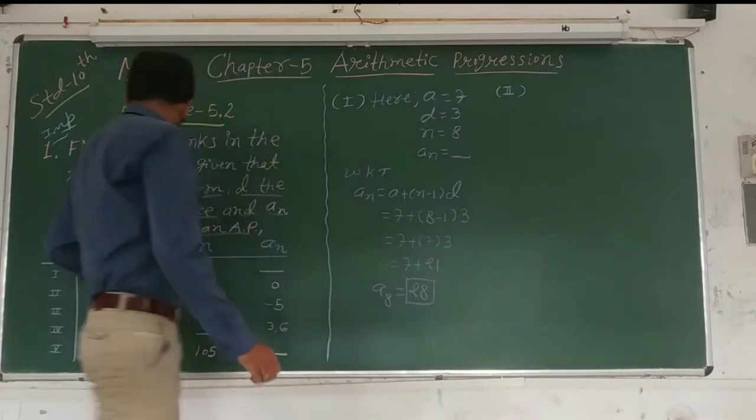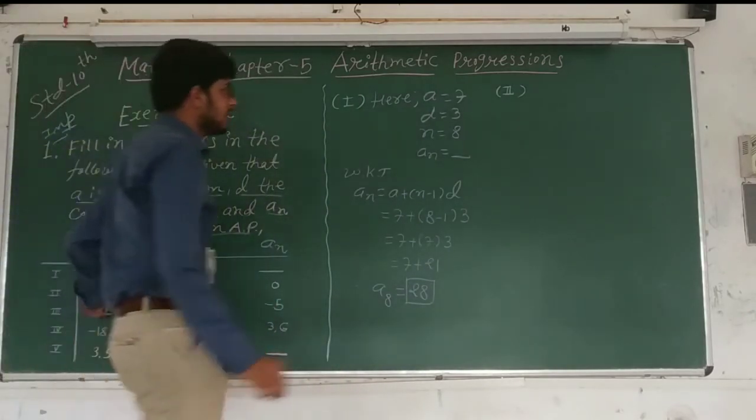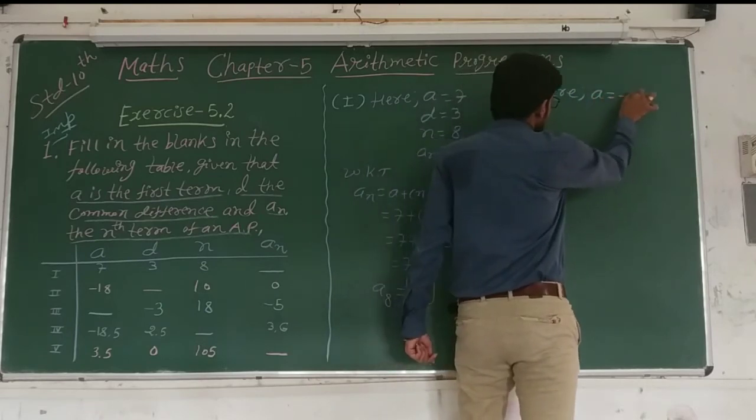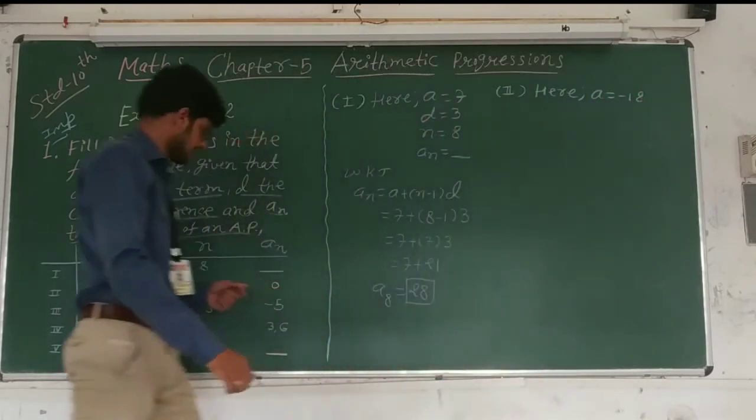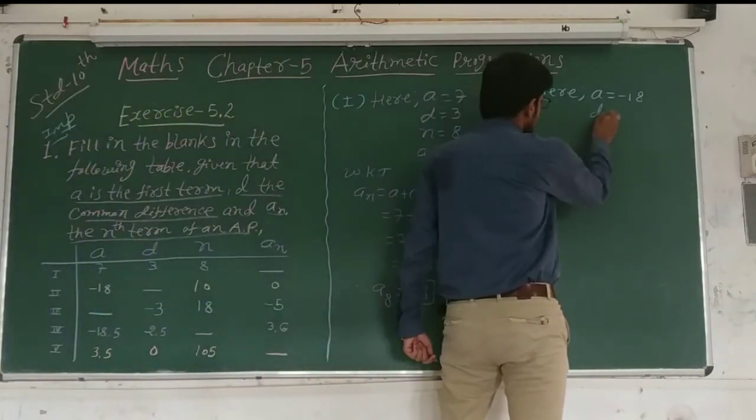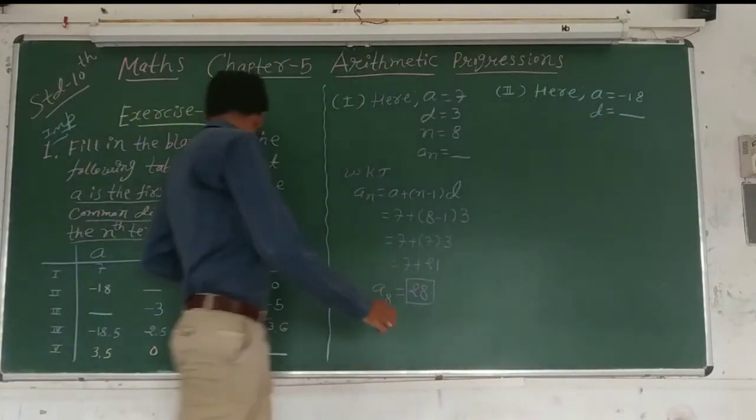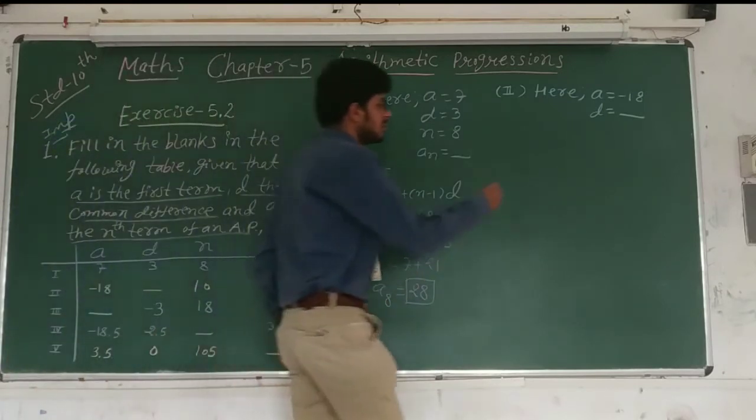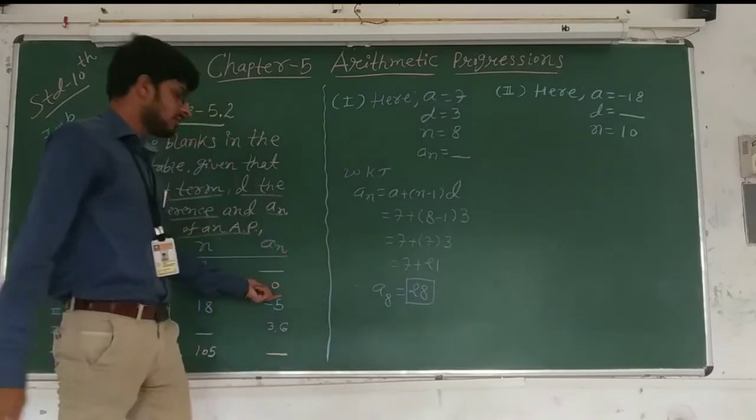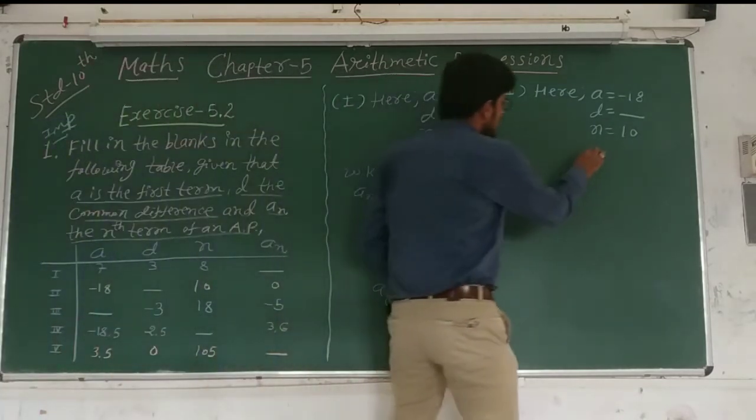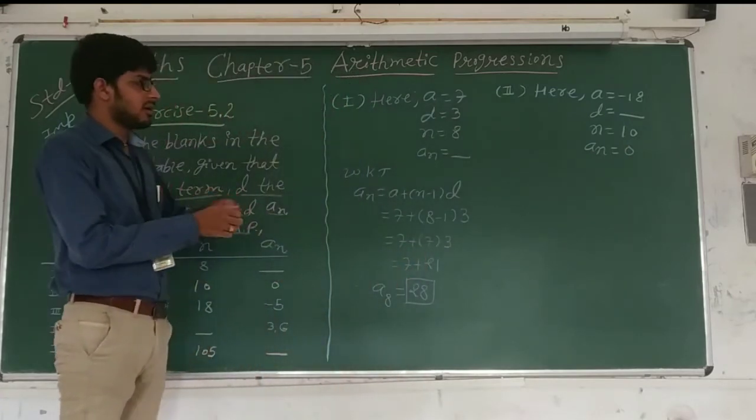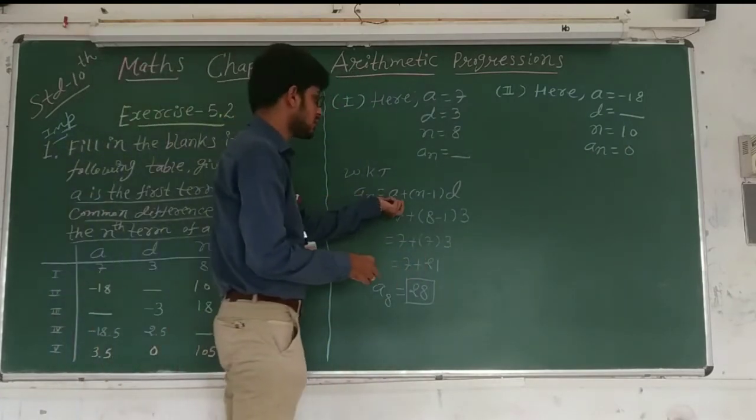Second. Here the first term is minus 18. So here a is equal to minus 18. It gives the first term. The common difference is not given, so we have to find out. So d is equal to blank. The value of n is 10. n is equal to 10. And the nth term is 0. So a_n is equal to 0. So again we have to apply the same formula, a_n is equal to a plus n minus 1 d.